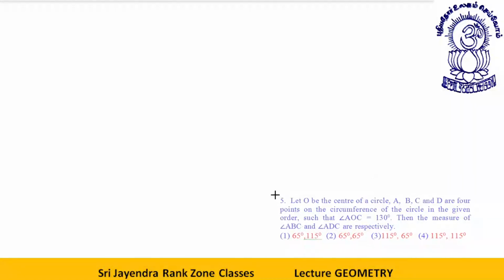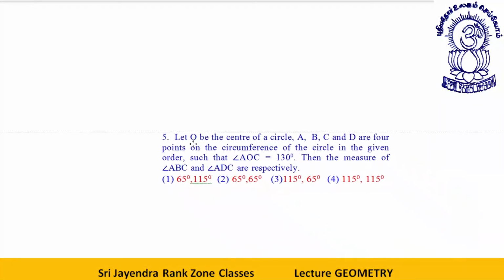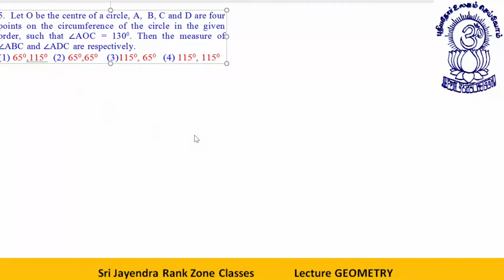The next question we have is, let O be the center of a circle. A, B, C, D are 4 points on the circumference of the circle in the given order such that angle AOC is equal to 30 degrees and the measure of angle ABC and ADC are.